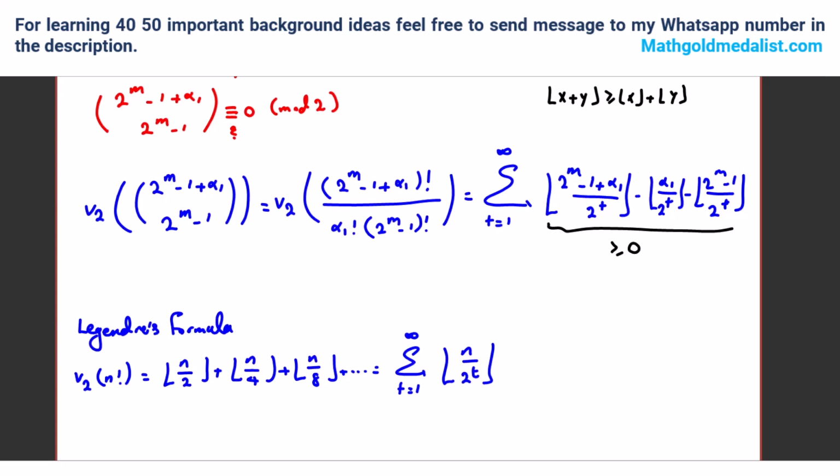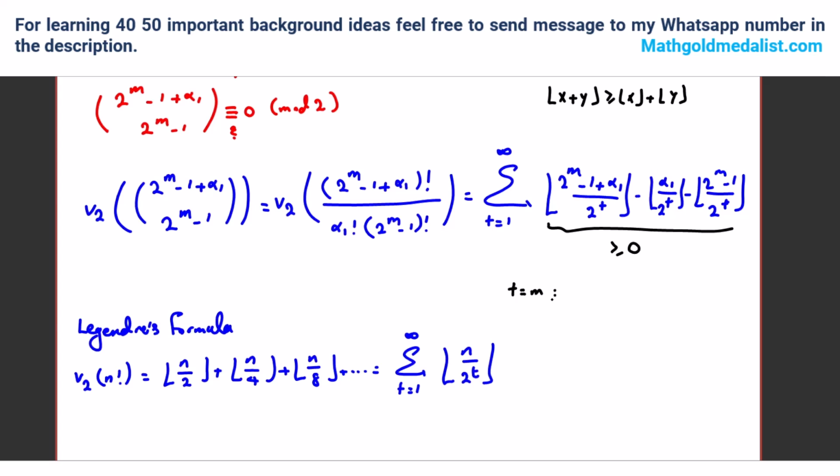Oh, so it becomes... wait. Oh, it becomes 1 at t is m. Exactly. As t is m, it is at least 1. So if t is m, why is it 1?